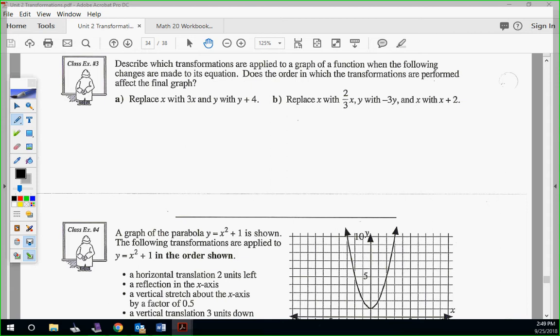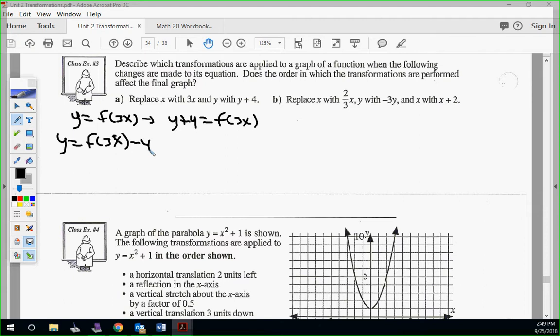For example, replace x with 3x, y with y plus 4. So if we replace x with 3x, we have the function f of x, so the first thing we'd go is y equals f of 3x. Then we do y plus 4 equals f of 3x. And then we'd minus the 4, right? So that's the first way.